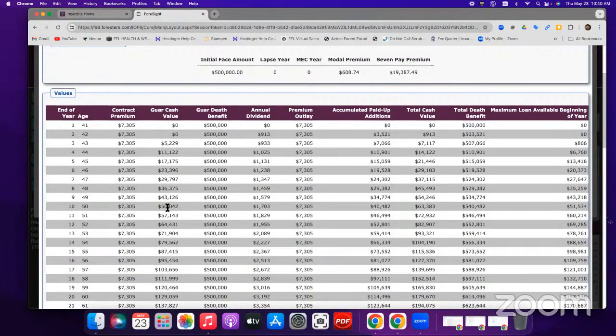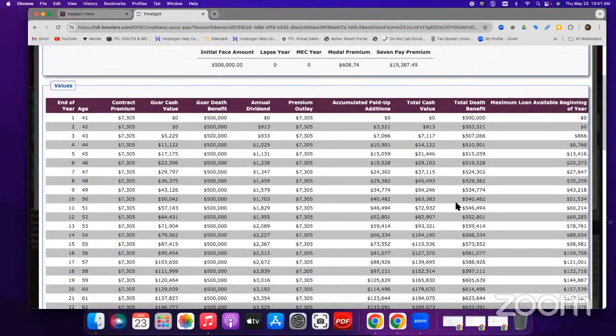And your guaranteed cash value after $73,000, or closer to 75,000, is 50,000. And your non-guaranteed, which is a little more realistic, is going to be 63. So it's actually not terrible. Your death benefit's only 540.